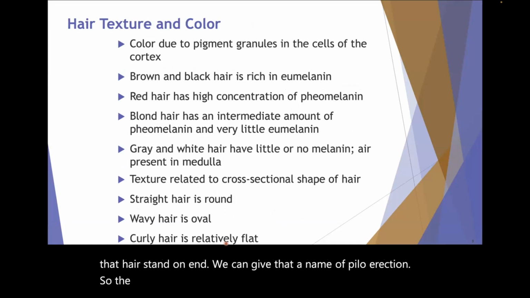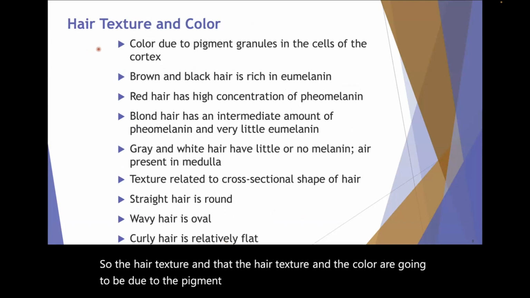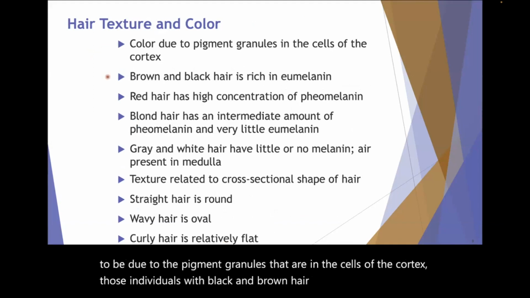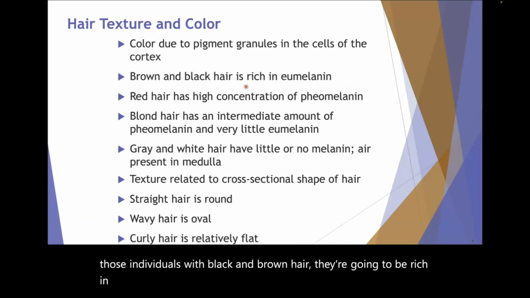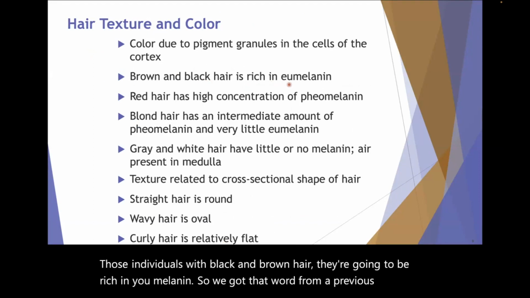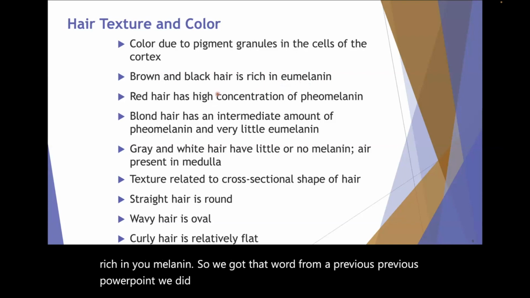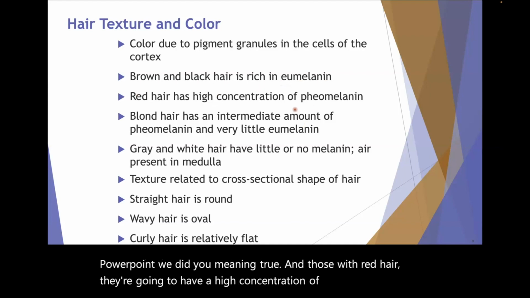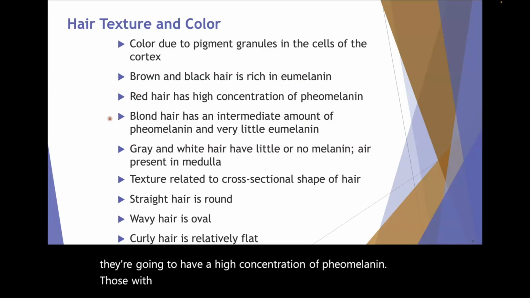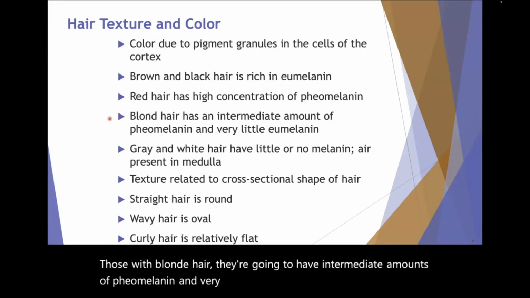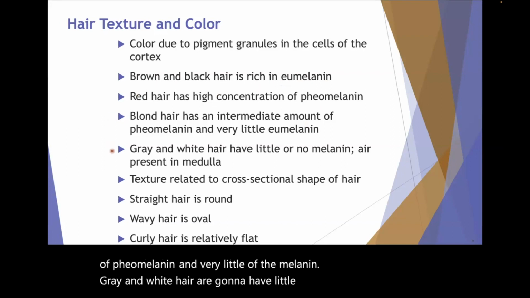So the hair texture and the color are going to be due to the pigment granules that are in the cells of the cortex. Those individuals with black and brown hair are going to be rich in eumelanin. We got that word from a previous PowerPoint we did, eu meaning true. And those with red hair are going to have a high concentration of pheomelanin. Those with blonde hair are going to have intermediate amounts of pheomelanin and very little of the eumelanin. Gray and white hair are going to have little or no melanin.